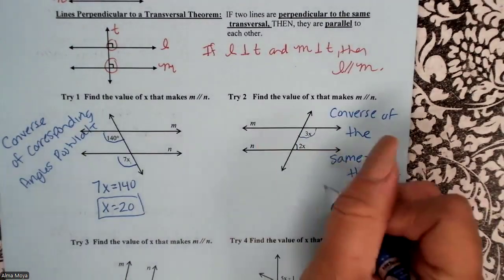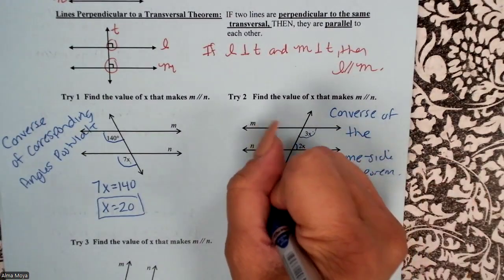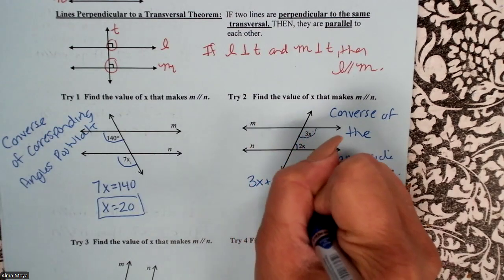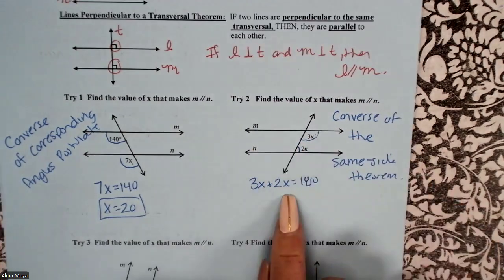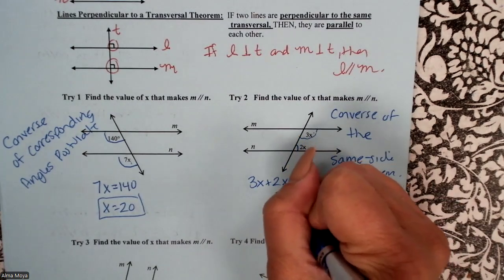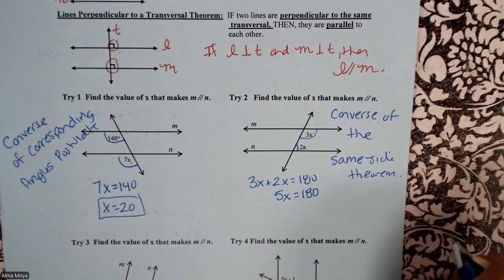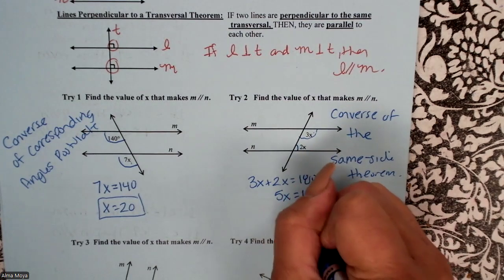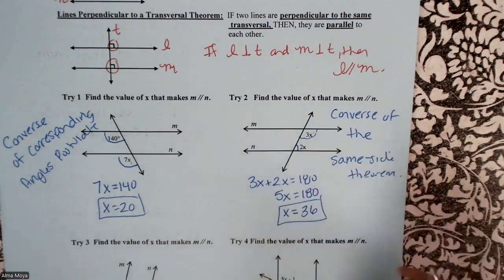I'm going to go ahead and add these up now because remember, big plus small equals 180. So 3X plus 2X equals 180. 3X plus 2X is 5X. I'm going to divide both sides by 5. X equals 36.